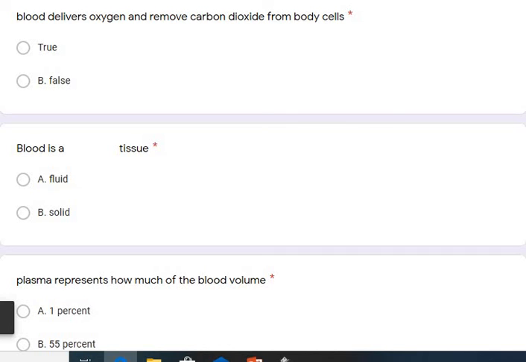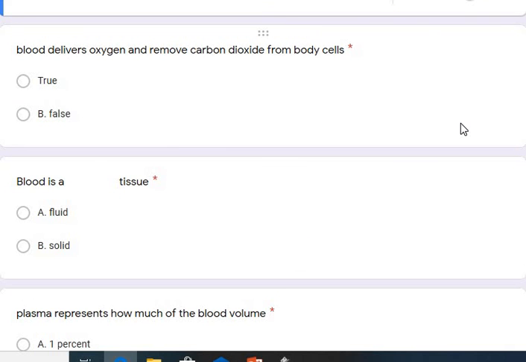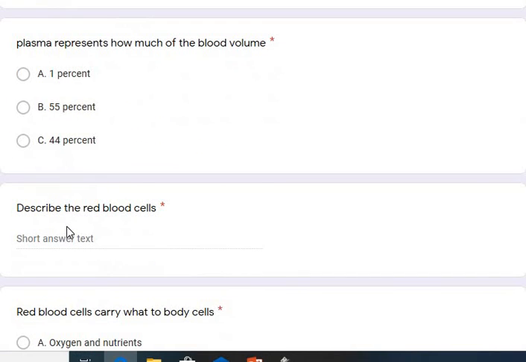Blood delivers oxygen and removes carbon dioxide from body cells. True, of course. Blood is a fluid tissue. Plasma represents how much of the blood volume? Plasma represents 55% of the blood volume.